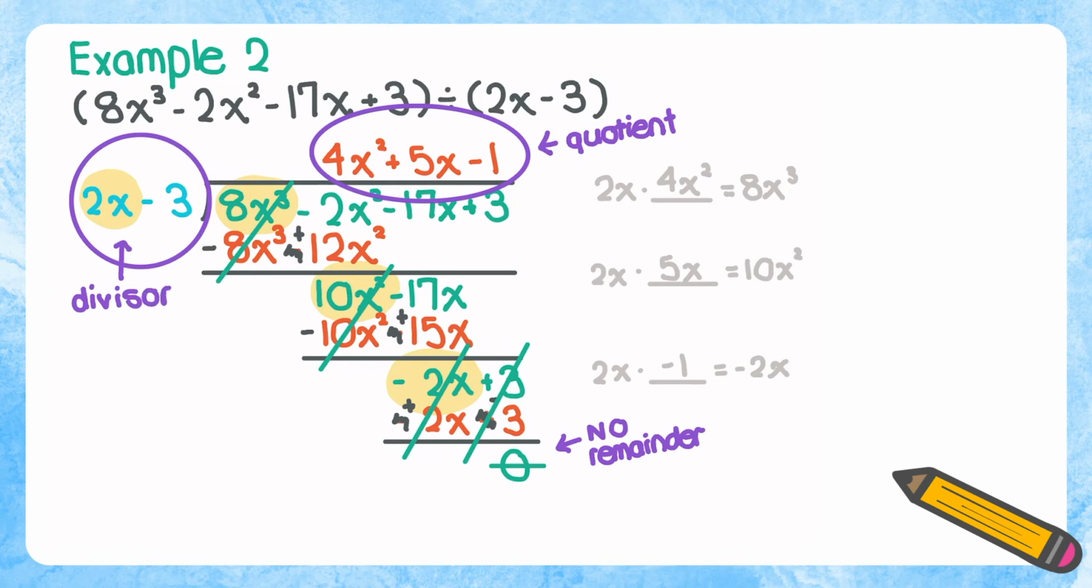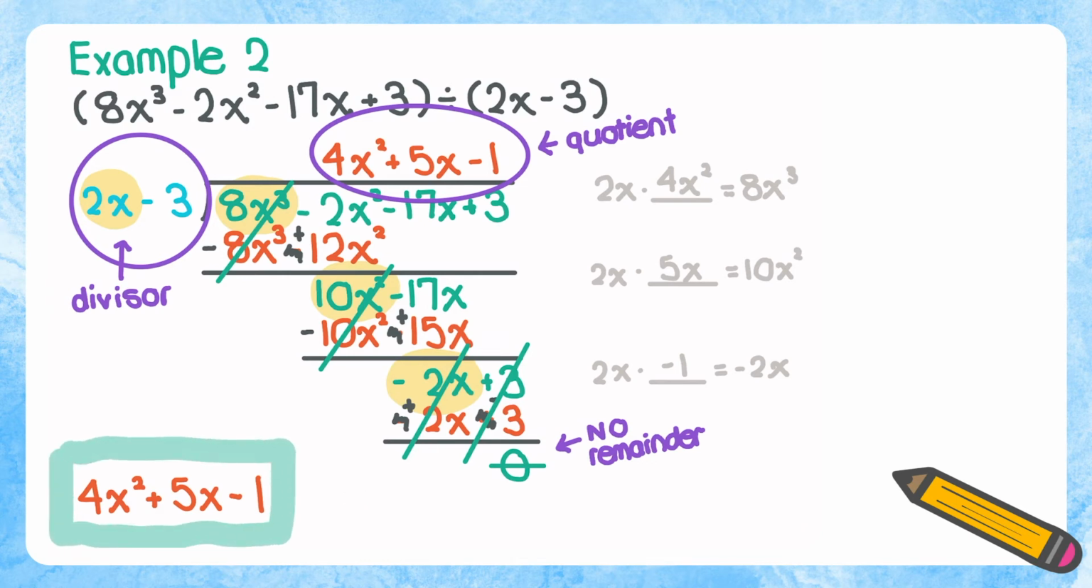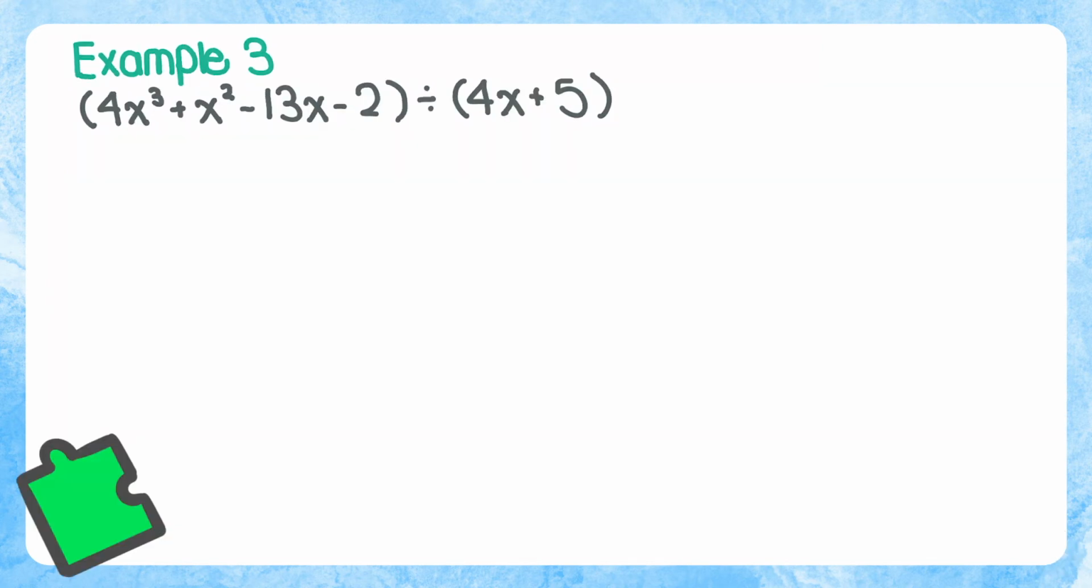So if we use the general form of answers, we would have 4x squared plus 5x minus 1 plus 0 over 2x minus 3. But since this is just 0, we technically don't have to write it. So our answer is simply 4x squared plus 5x minus 1. Please try this next example on Edpuzzle. Remember, it's not a race. Take your time and be careful on each step.